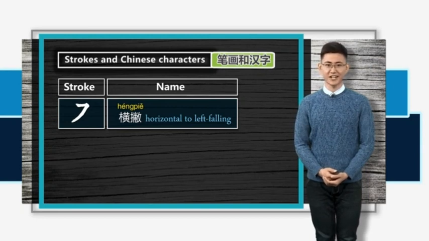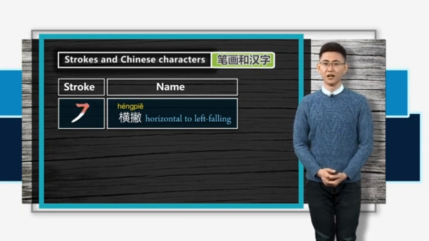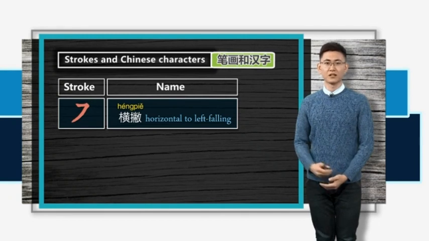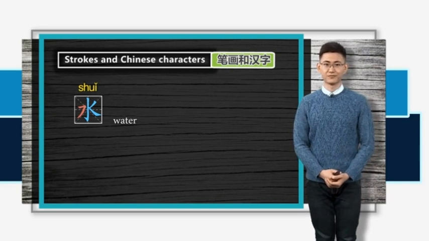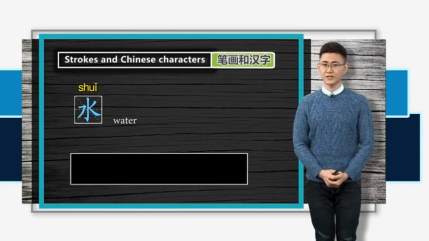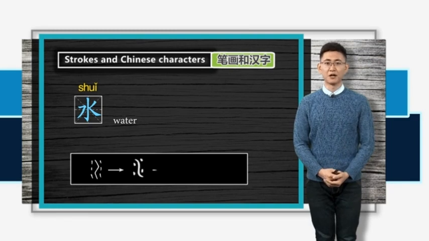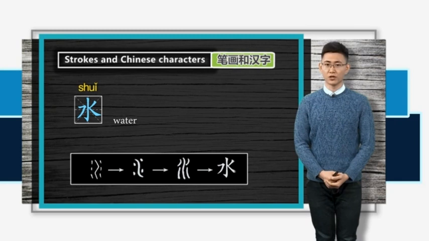Let's see how to write it. 横撇. Look at the picture. There is a horizontal to left falling in this Chinese character. And can you guess out its meaning according to the evolution process? Originally, it looked like a mountain stream, representing the shape of a flowing water. So it means water. In Chinese, it is 水.